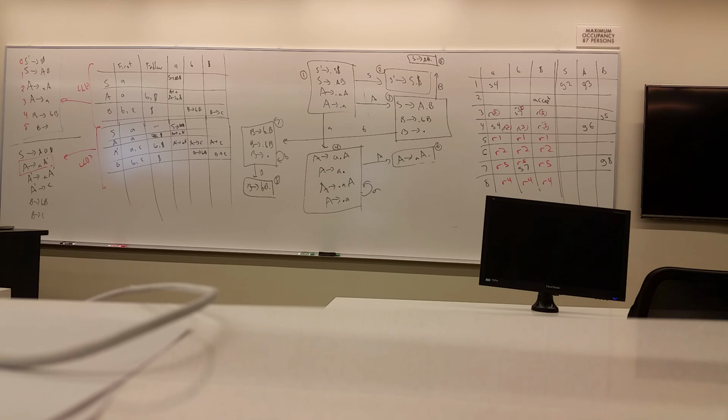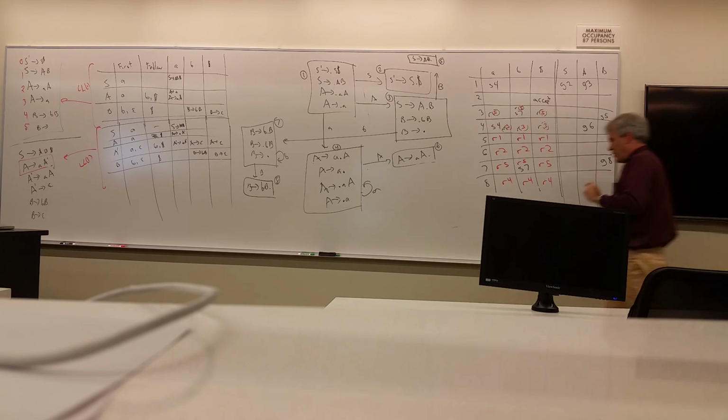So we're done, and we've got problems. You have shift-reduce conflicts. This grammar is not LR0. But it might be SLR1. What's the difference between LR0 and SLR1?